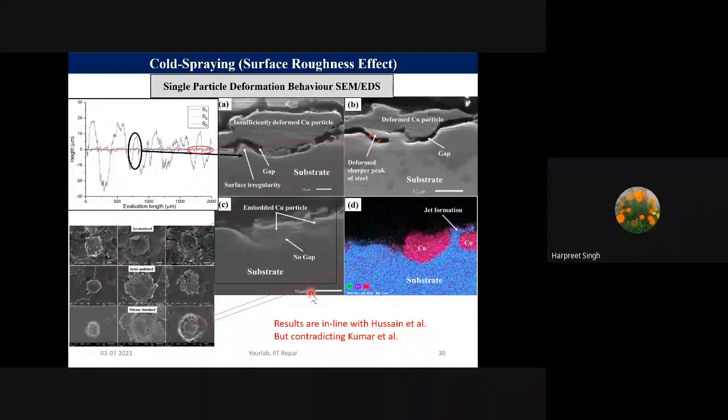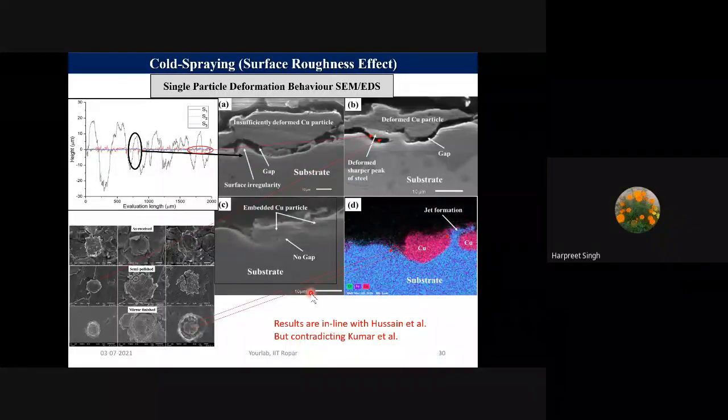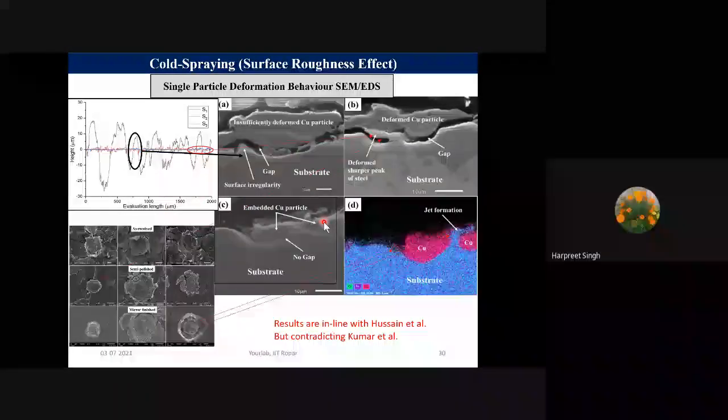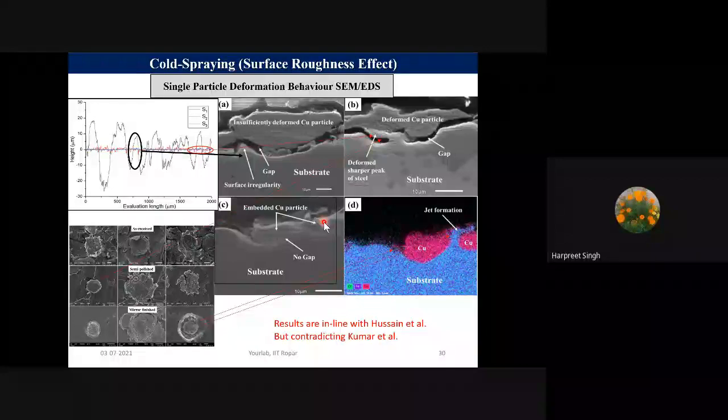But then he didn't stop here. He had an idea that okay, penetration is fine in the mirror polished case, but what is happening at the cross section of these particles? Then he took these cross-sectional images. I really appreciated him for going so deep into these things, and he could then see the adhesion at the interface of the particle and the substrate. Now, see these three cases.